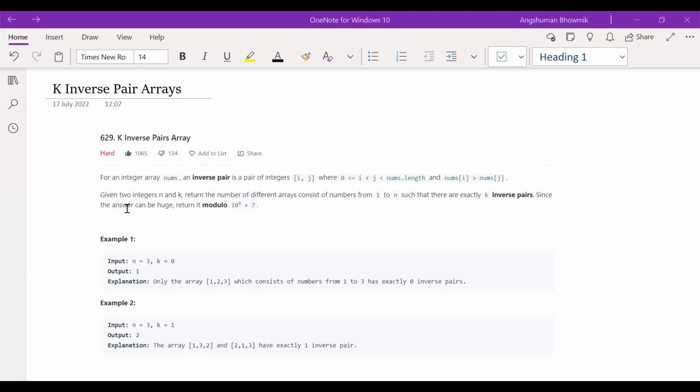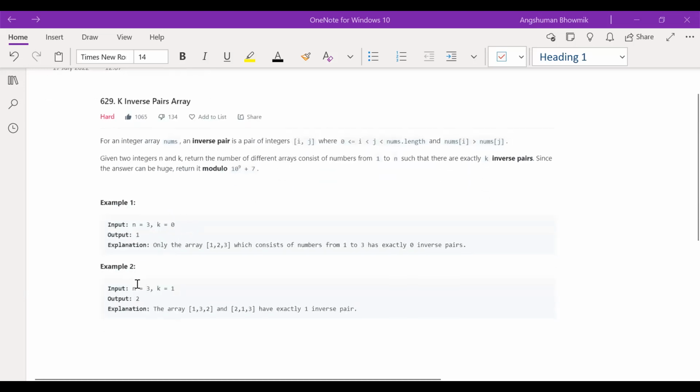Basically, it's the standard problem of inversion counting, but here we will be given two integers n and k, and we need to return the number of different arrays consisting of integers only between 1 and n, that have exactly k inverse pairs. And finally, since the answer can be large, we need to output it modulo 10^9 + 7. So let's check the second example.